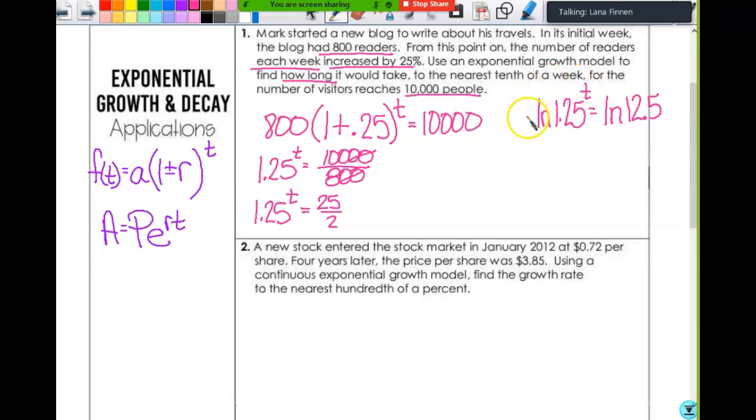It comes out front using my power rules. So I get t times the natural log of 1.25 equals the natural log of 12.5. Then I divide, so t is equal to the natural log of 12.5 over the natural log of 1.25.